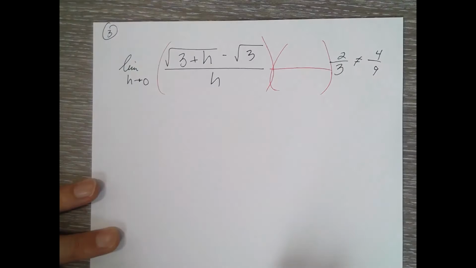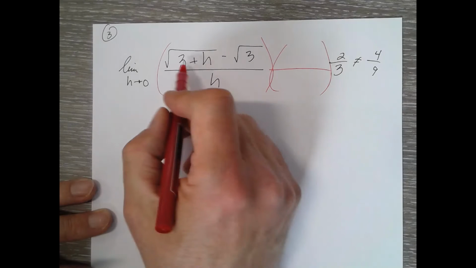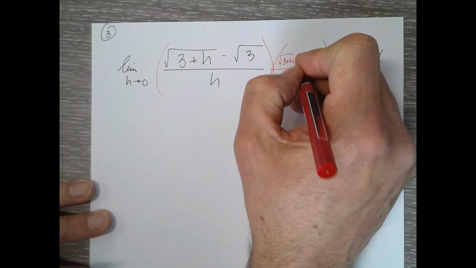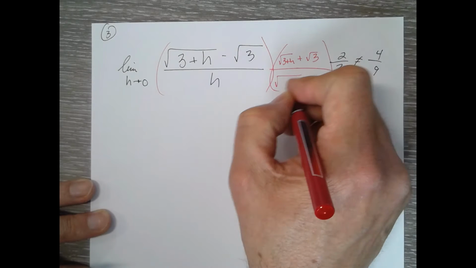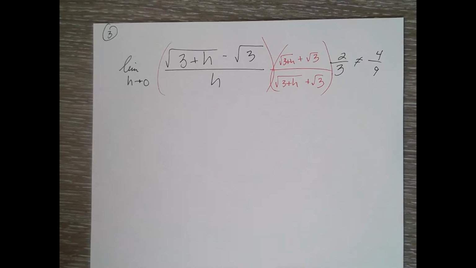We could multiply the top and bottom by the conjugate. So the conjugate of the top, since that's a minus, it'll be plus. So we have to do the same with the bottom. So I'll give you a couple minutes to try that. It should clean things up on the top quite a bit.